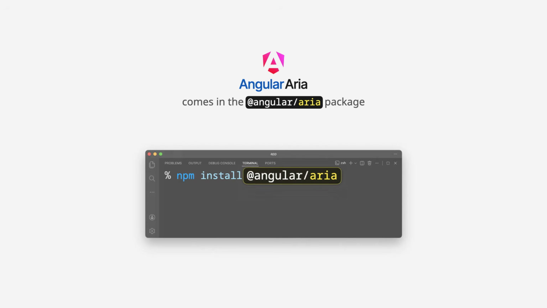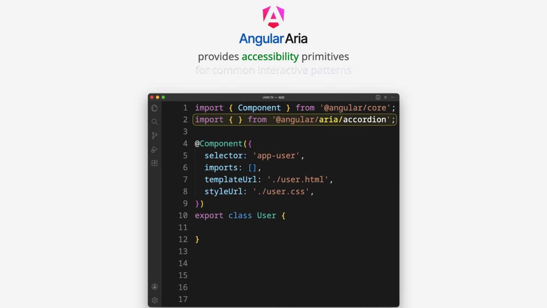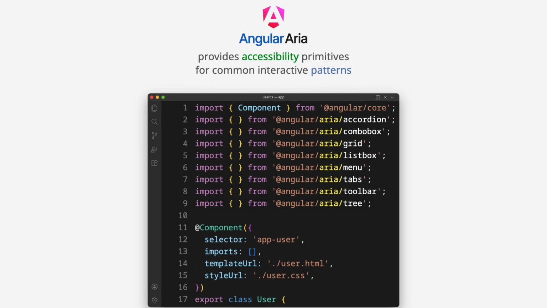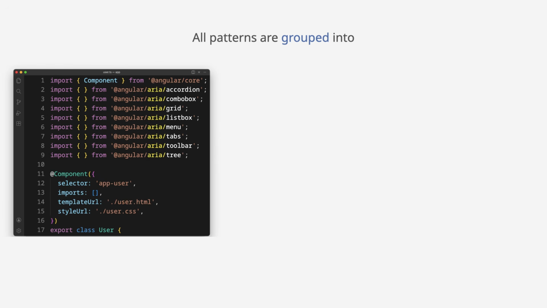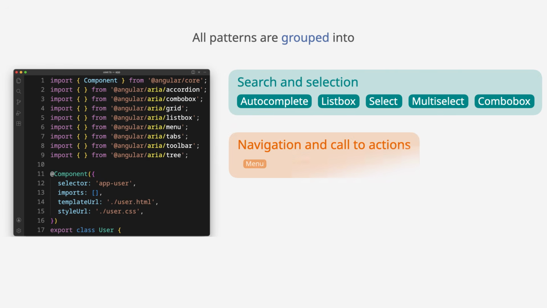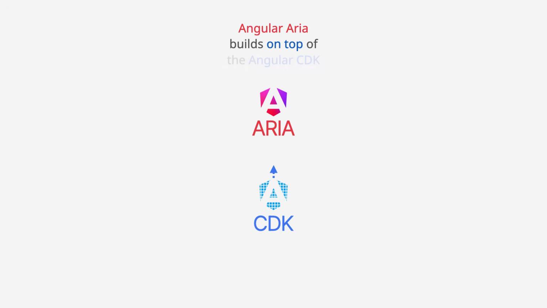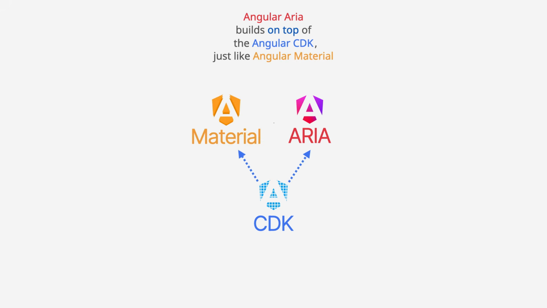Angular ARIA comes in the Angular ARIA package and provides accessibility primitives for common interactive patterns. All patterns are grouped into search and selection, navigation and call to actions, and content organization. Angular ARIA builds on top of the Angular CDK, just like Angular Material.